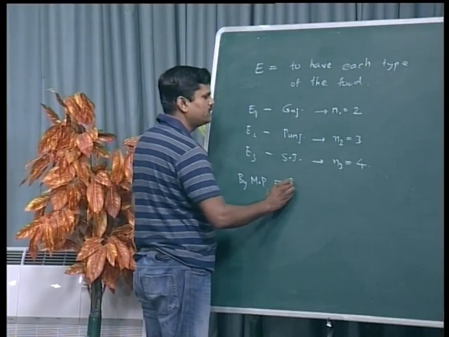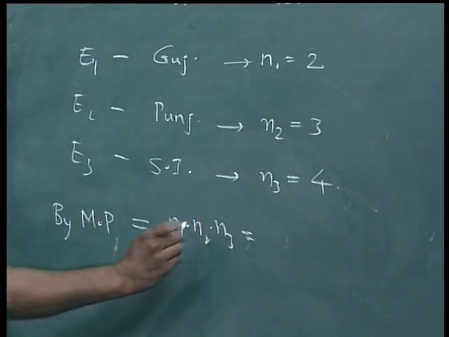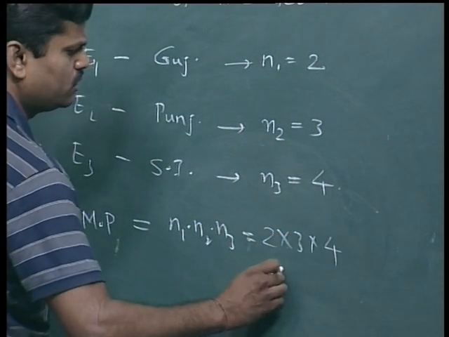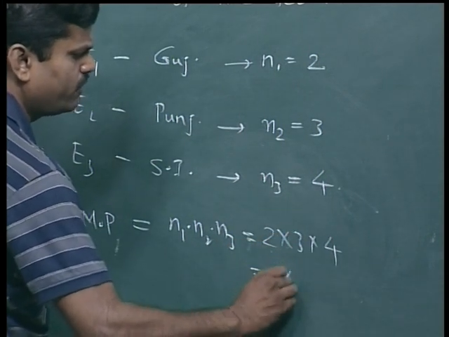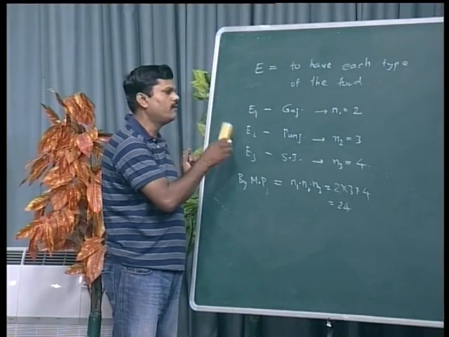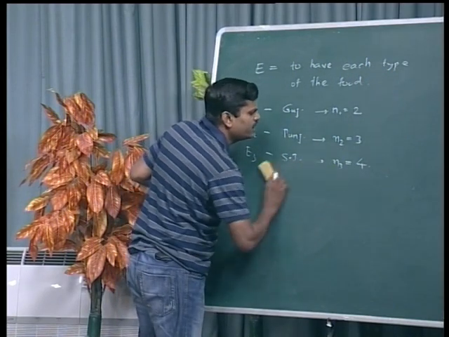So by multiplication principle, it will be n1 into n2 into n3. This is called the fundamental principle of counting. 2 into 3 into 4. So 2 times 3 is 6, into 4 is 24. So in 24 ways, you can have one item of each type. Okay. So this is again a very interesting example.